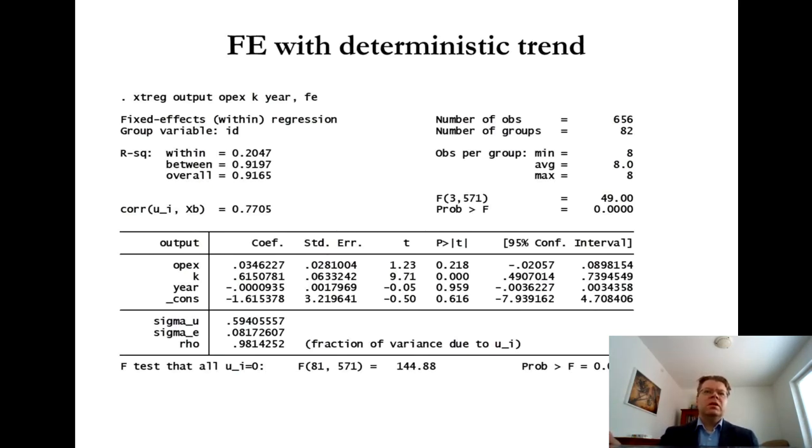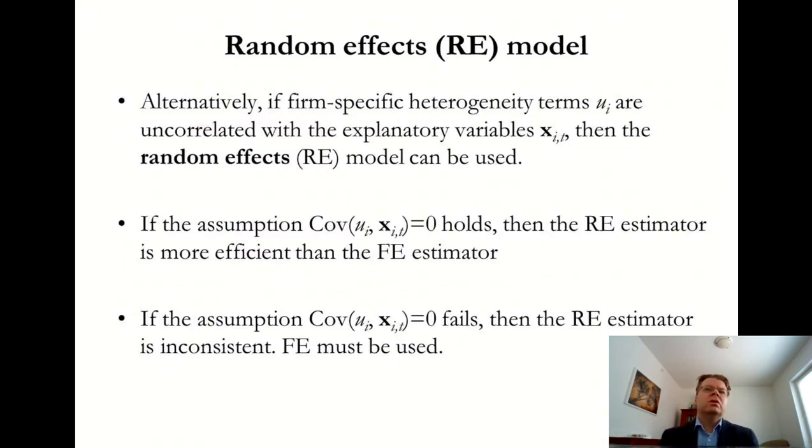But now let's consider this alternative approach, which is the so-called random effects model. Now, the key difference between the fixed effects and random effects models is that in the random effects model, we explicitly assume that these explanatory variables are uncorrelated with the heterogeneity terms ui. Okay? Both in the fixed effects and random effects models, we actually assume that these heterogeneity terms ui are random variables.